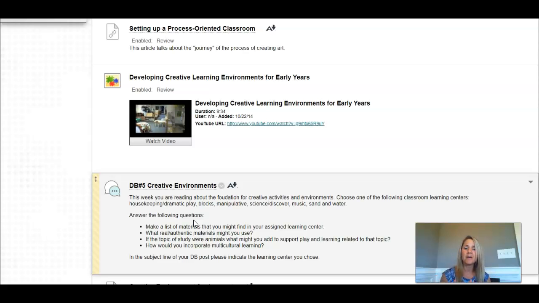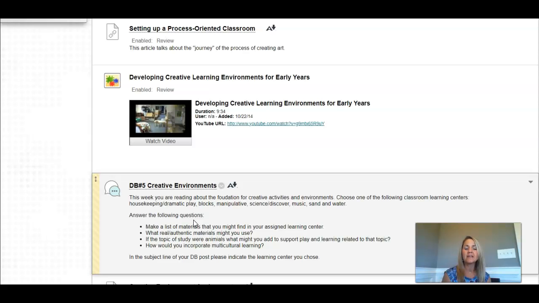You want to think about some things that would be related to your topic of study. And you also want to think about multicultural materials. Again, there are a lot of products that you can buy out there that would be representative of different cultures, but those products from early childhood sites like Kaplan or the Learning Center are usually fairly stereotypical, and you want to have more authentic materials in your classroom.